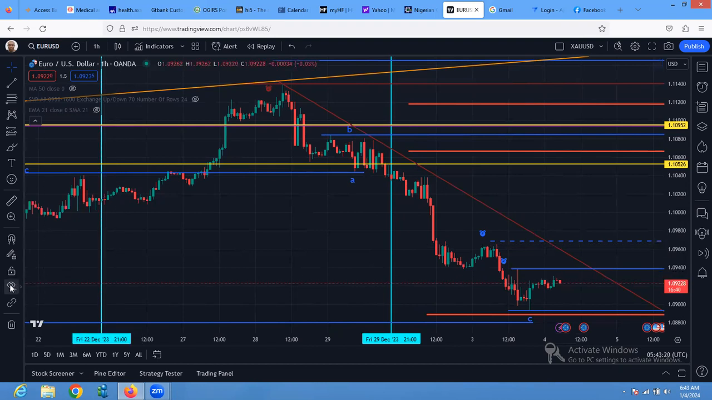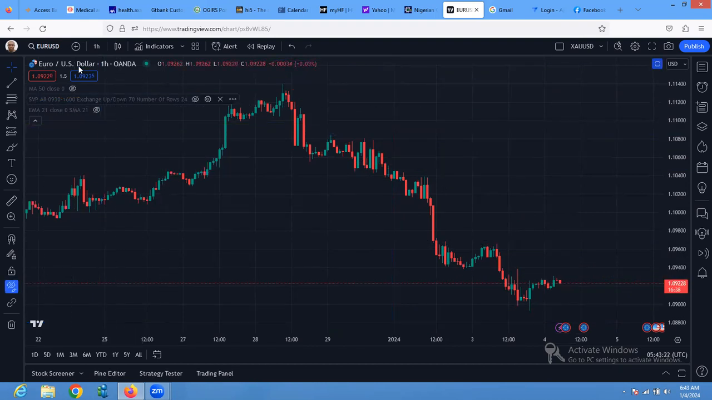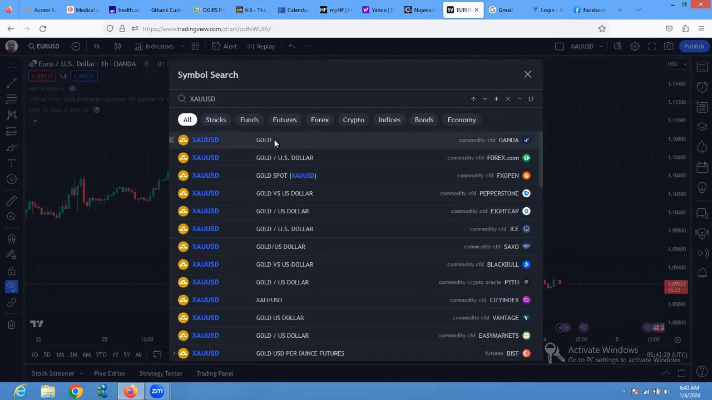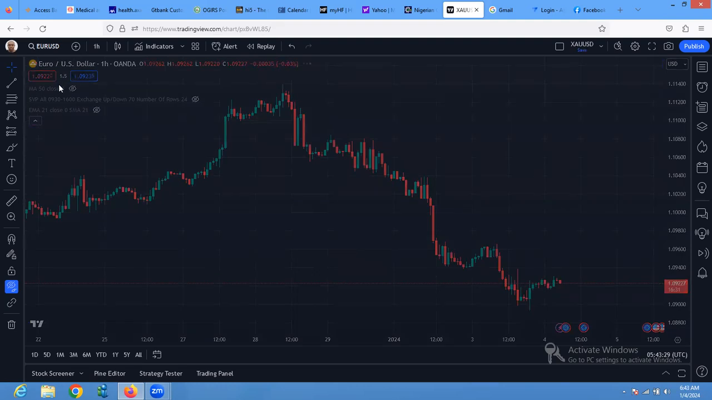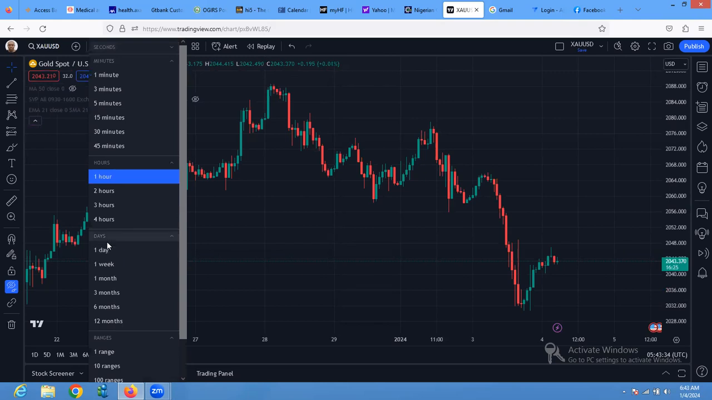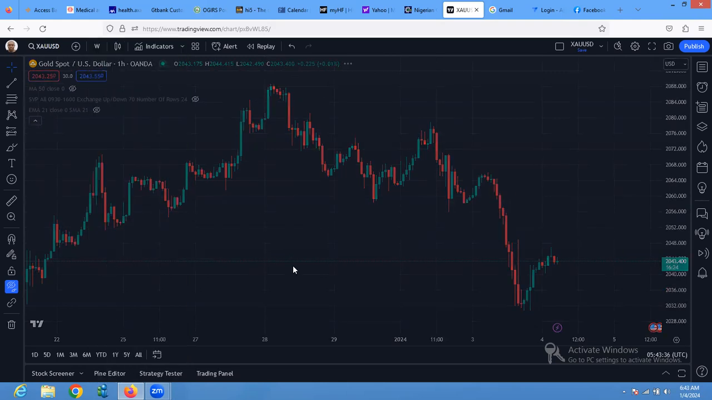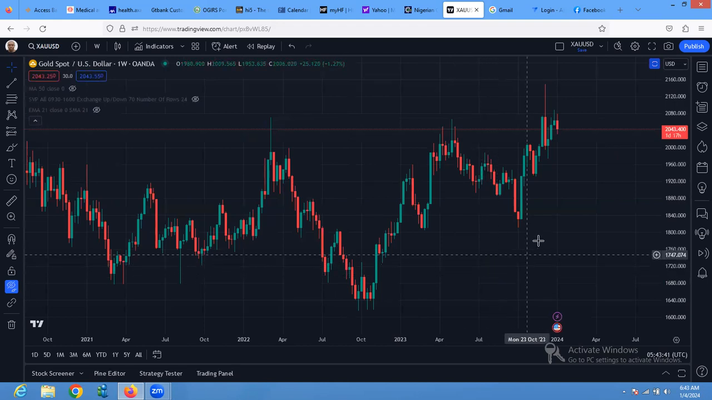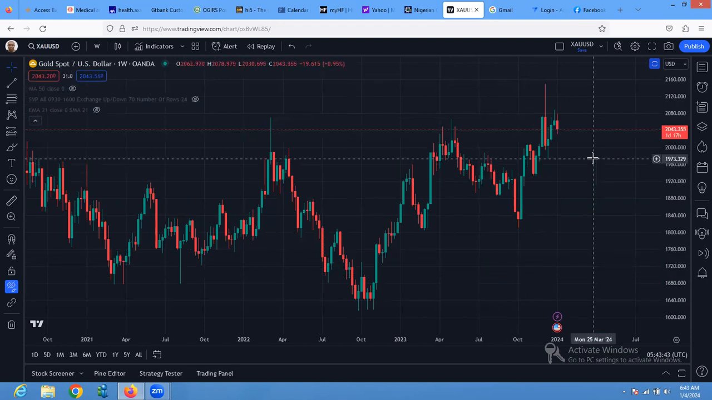Having said that, if I go to gold, on gold, let's look at the daily, or first the weekly. Now, this will be a point on the weekly, this level.